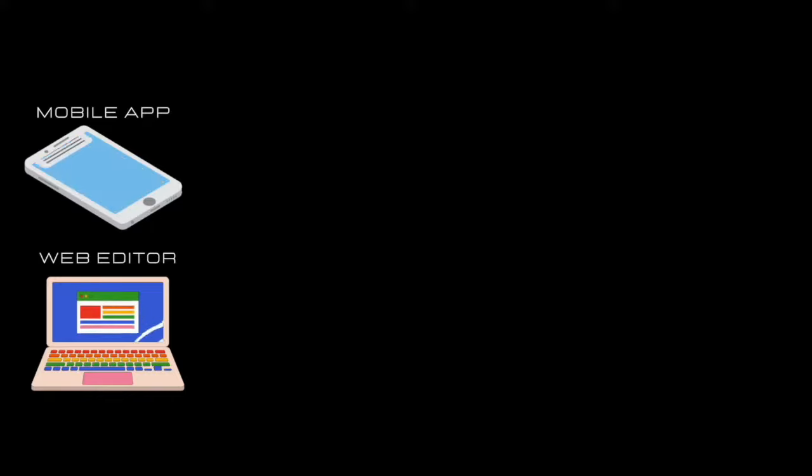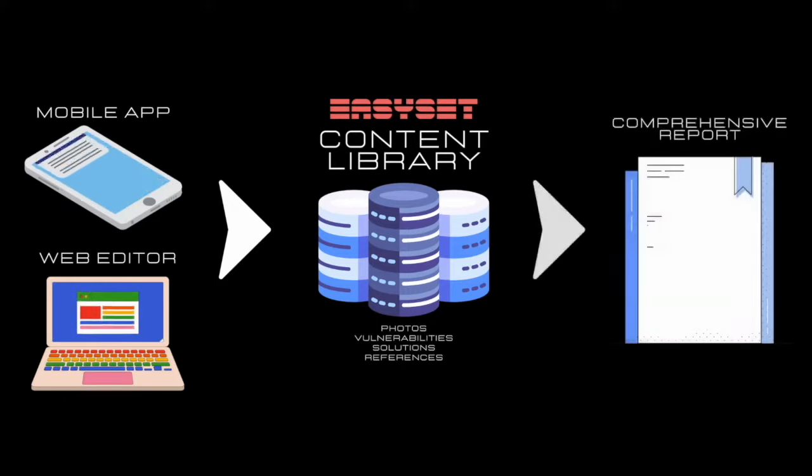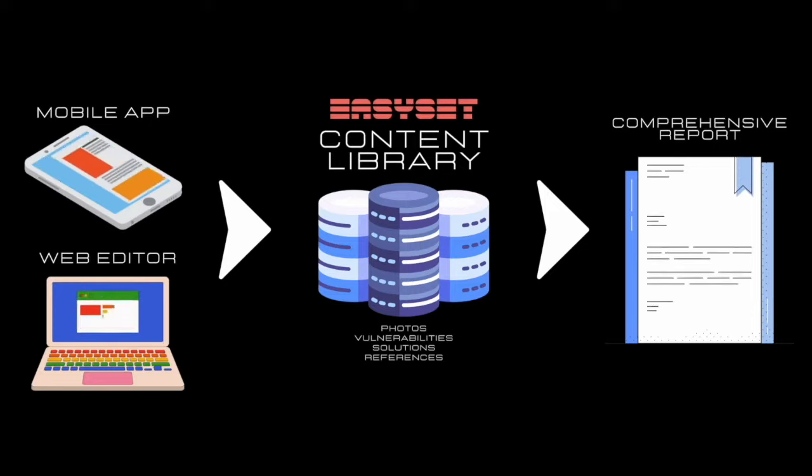By using the mobile app and the web editor, the user is able to access the EasySet content library, full of preloaded sections, areas, pre-written vulnerabilities, solutions, and their references. By leveraging the content library and our report builder, you can generate comprehensive, in-depth, custom security assessments up to 80% faster.